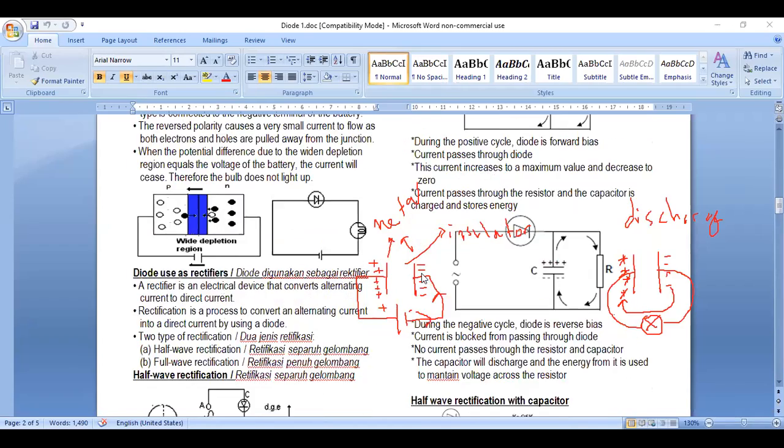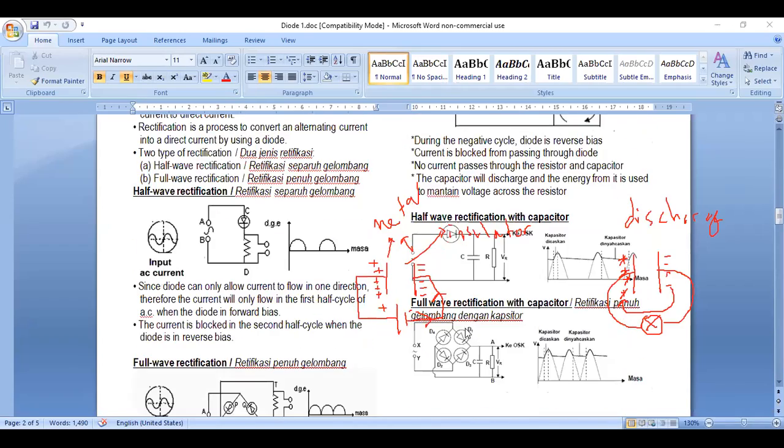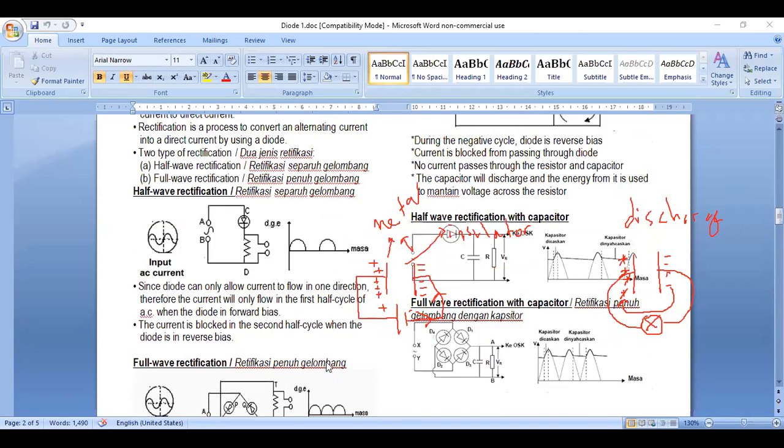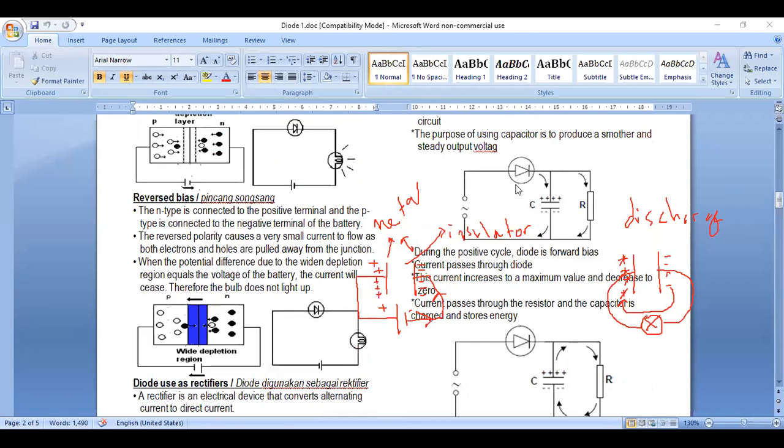Just now I said the half wave rectification, the bulb will blink. For full wave also will blink, but faster because there's no gap. For half wave there'll be a blink, it will light up, and then after some time there's no light, and then it will light up. But for full wave, it will be faster because there's no gap, but the voltage still drops to zero. So what you do is you take the capacitor.